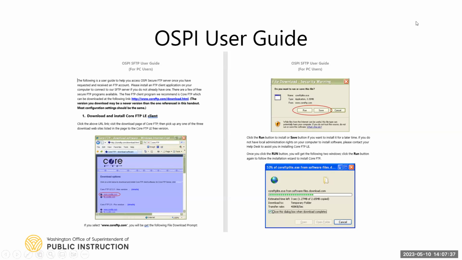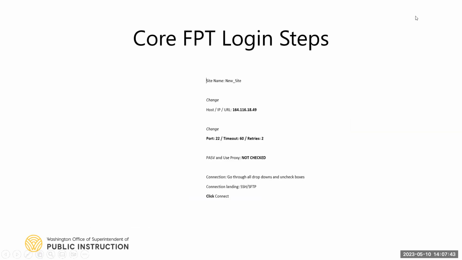Also, please note, there will be different sets if you are using an Apple or if you're using a PC. Please note also the core FTP login steps. We will walk through these and what they mean. When I show you on my computer, there will be a different host IP URL and a different site name. That's only because I am managing this from the back end, but the steps will be the same so you can log in through the process.